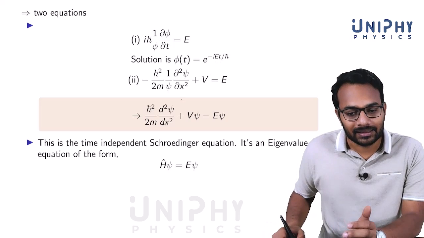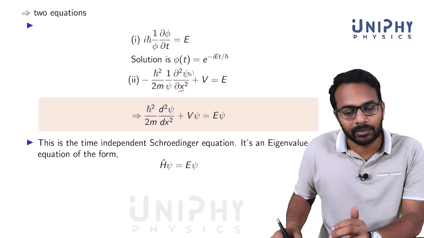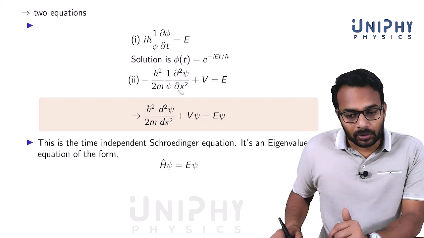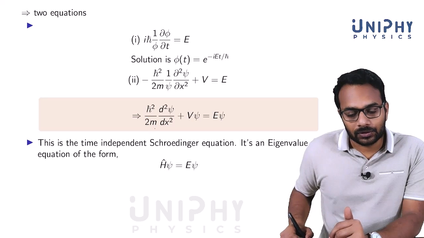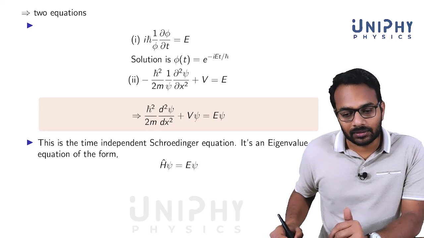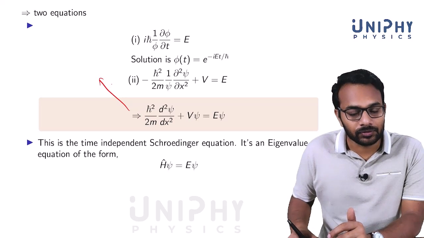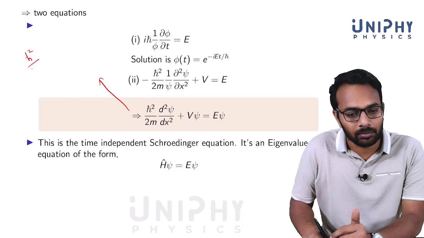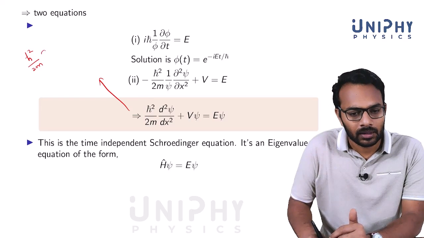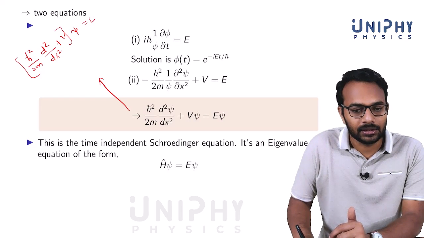All right, the second part, which depends only on x, looks like this, and we can rearrange this to look like this. Minus h cross square by 2m d square psi by dx square plus V psi is equal to E psi. Now if you look at this, you see that this is of the form of an eigenvalue equation. So if you write this as minus h cross square by 2m d square by dx square plus V, multiplied by psi, is equal to E psi.